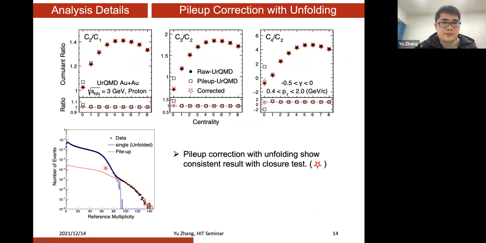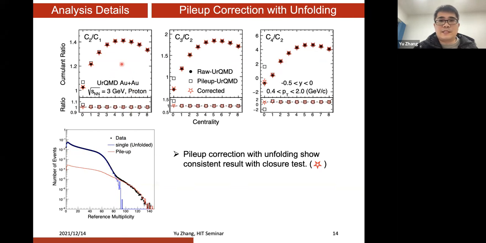Let's first see the bottom plot, the data and the unfolded single collision distribution. We see that the single collision distribution perfectly fits the data at lower multiplicity and extracts the single collision distribution as well as the pileup fraction. Then we use this single collision distribution to apply the pileup correction on cumulants.